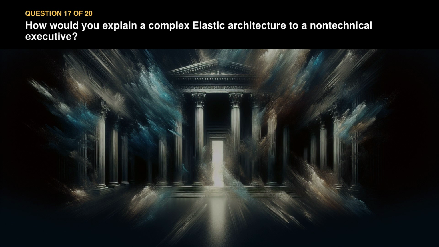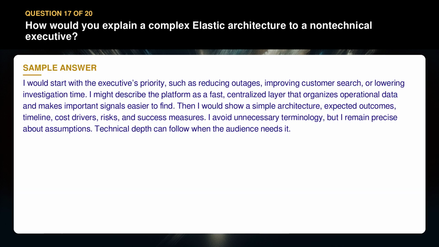Question 17. How would you explain a complex Elastic architecture to a non-technical executive? I would start with the executive's priority, such as reducing outages, improving customer search, or lowering investigation time. I might describe the platform as a fast, centralized layer that organizes operational data and makes important signals easier to find. Then I would show a simple architecture, expected outcomes, timeline, cost drivers, risks, and success measures.